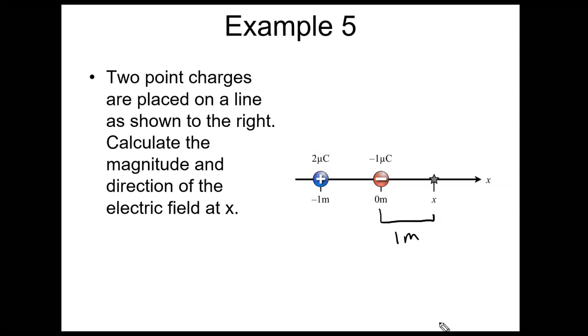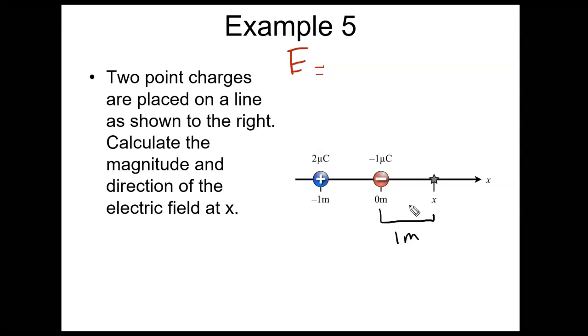Each of these individual charges creates its own electric field at point x. And so the way we're going to do this type of calculation is we're going to find the electric field strength at point x due to the red charge, and then we're going to find the electric field strength at point x due to the blue charge, and we're going to add those two vectors together. So let's start with the electric field created by the red charge, the -1 microcoulomb right here.